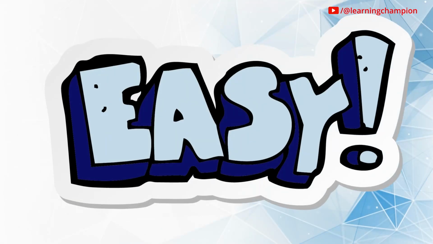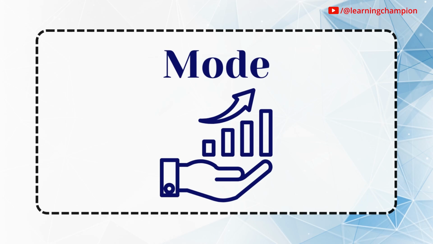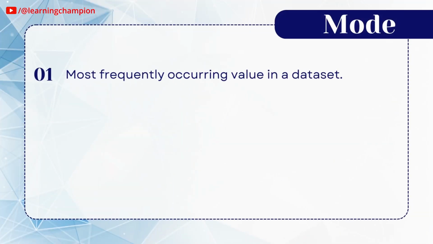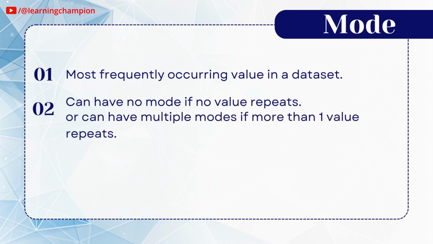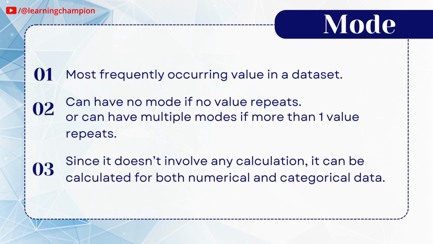Easy, right? Now moving on to the last type of measure of central tendency, which is mode. Mode is the most frequently occurring value in a dataset or the value that occurs most in a dataset. A dataset can have no mode if no value repeats, or can have multiple modes if more than one value repeats. Since it doesn't involve any calculation, it can be calculated for both numerical and categorical data.